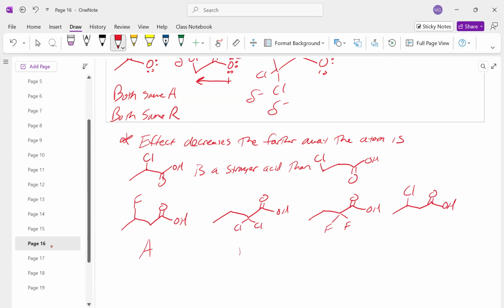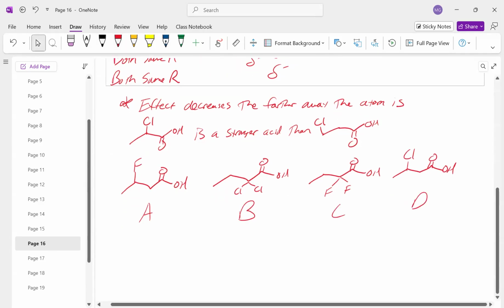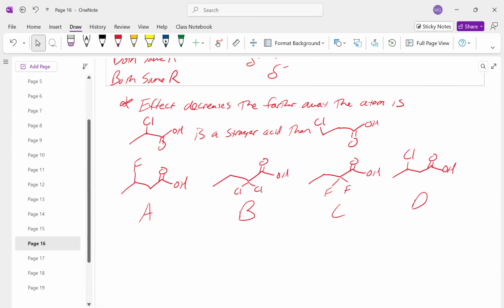I'm just going to name these A, B, C, and D. What I would like you to do, maybe put the video on pause after I tell you here. I want you to rank these from least acidic to most acidic.